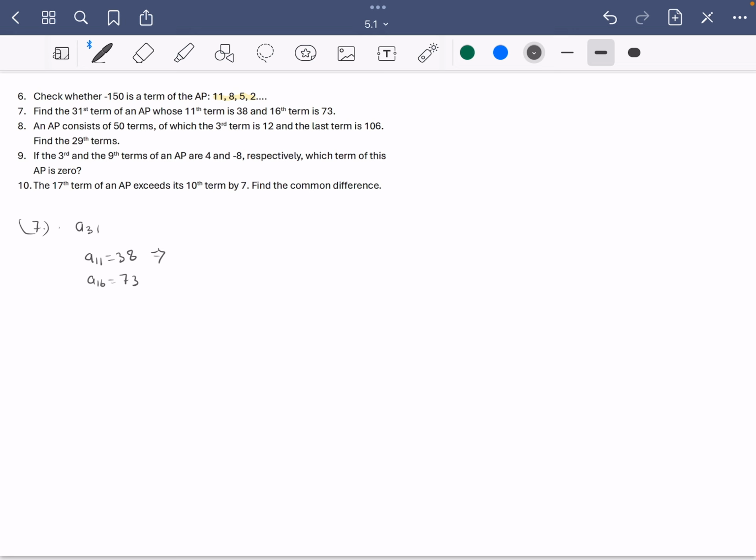So we can write this as the 11th term, that is a plus 11 minus 1 times d, is 38. So this is going to be a plus 10d equals 38. Let's call this equation first. This one I can write as a plus 16 minus 1 times d is 73. This means a plus 15d is going to be 73. Let's call this the second equation.